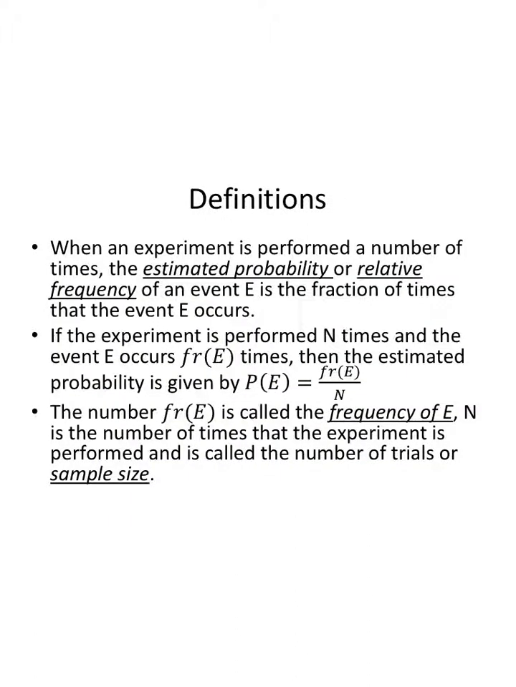Let's start with some definitions, always a great place to start in math. When an experiment is performed a number of times, the estimated probability, or relative frequency, or experimental probability of an event E is the fraction of times that the event E occurs. If the experiment is performed n times and the event E occurs FR of E, so frequency of E times, then the estimated probability is given by P of E is the frequency of E divided by n.